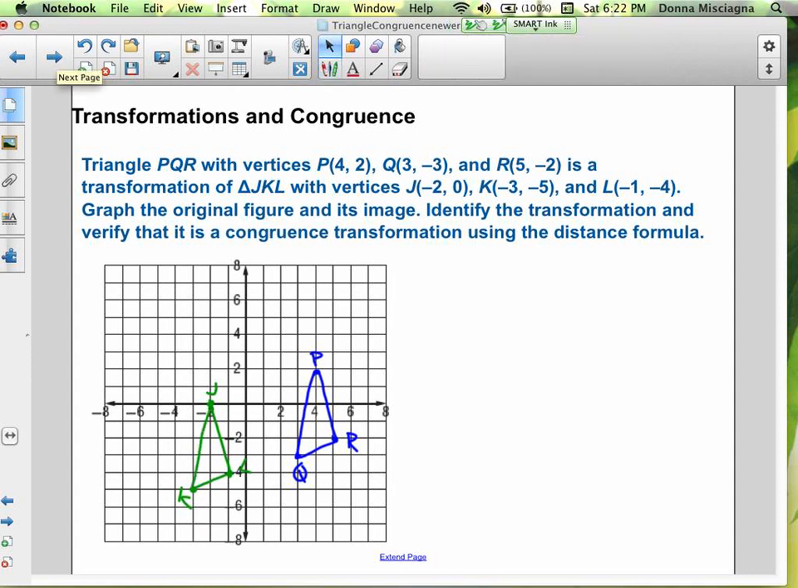All right, so now let's take a look. By the statement here, P is supposed to map to J. So we gotta make sure we go the right direction. Oh, excuse me. Just because PQR is first does not mean that would be the right direction, because PQR is the transformation. So J maps to P.